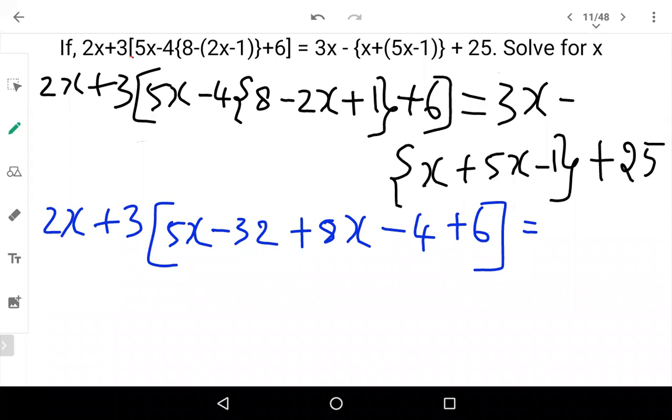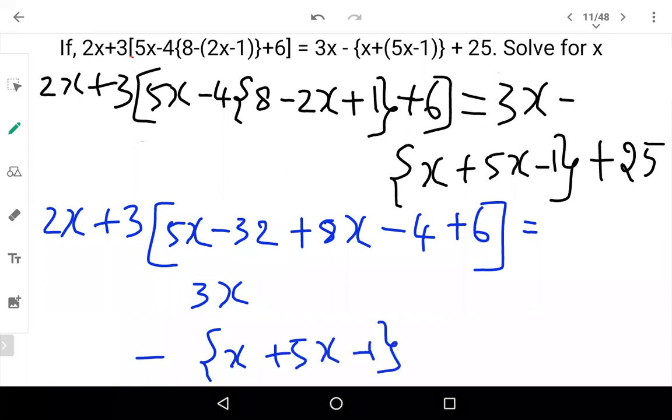Now in RHS, I'll write it below here. Okay. So 3x. After 3x, the next expression is minus x plus 5x minus 1. So this is what is in the flower bracket. So if I don't have any number, I can assume it to be 1. Correct? So minus 1 into x will give me minus 1x. Correct? Minus 1 into x is minus 1x. Next, minus 1 into 5x. Minus 1 into 5x will give me minus 5x.